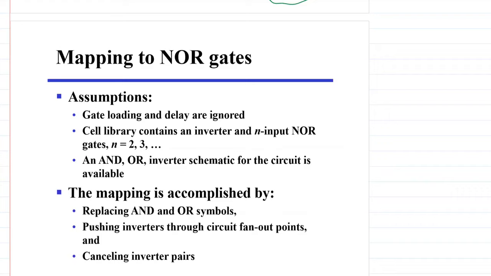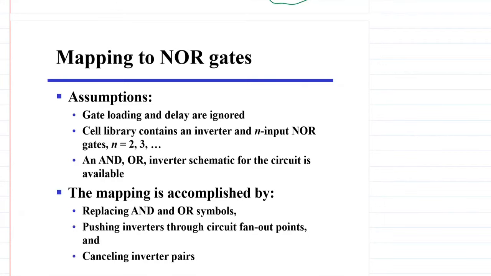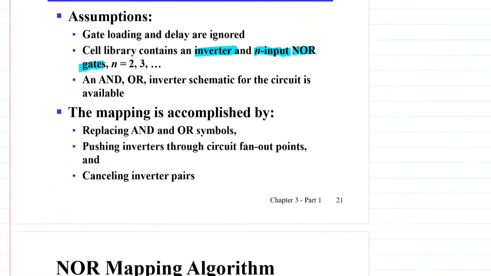Now we are going to see how we can do the mapping to the NOR gates only. The assumptions will be similar to the previous case. We assume that the gate loading and delay are ignored, and our cell library contains an inverter, and this time n input NOR gates, where n will be equal to 2, 3, and so on and so forth. And again, we assume that the AND or inverter schematic for the circuit is already available.